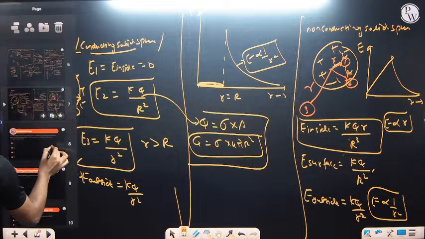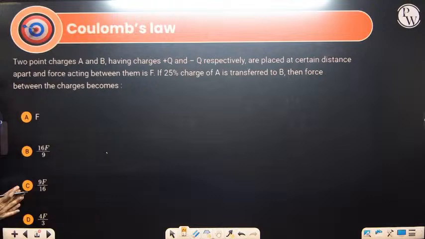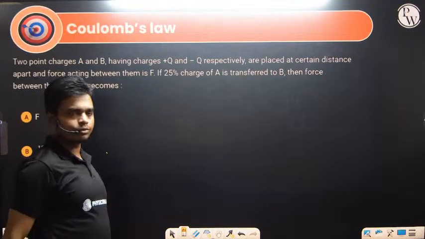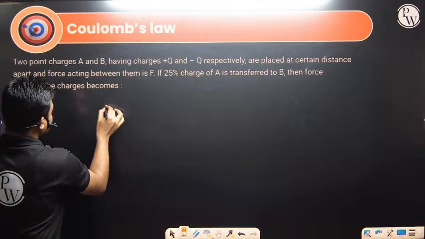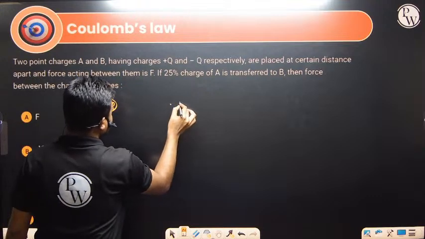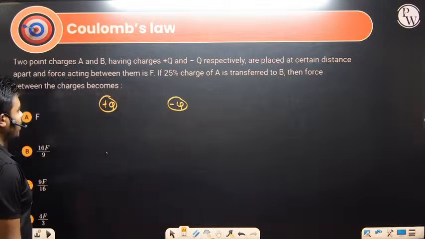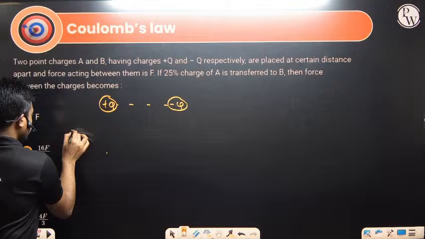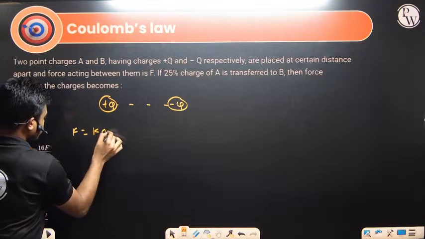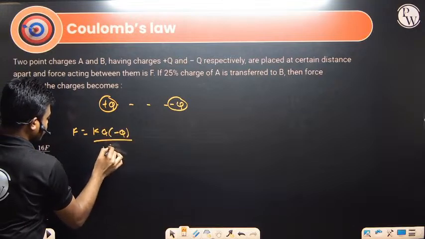So let's see some good questions, previous year questions that I have taken for you. Two point charges A and B, having charge plus Q and minus Q respectively, are placed at a certain distance apart, and the force between them is F. What is the force right now? That is K into Q into minus Q divided by R square.